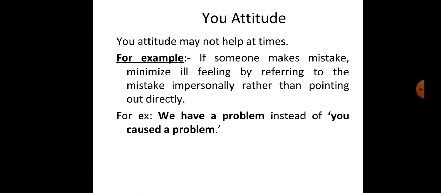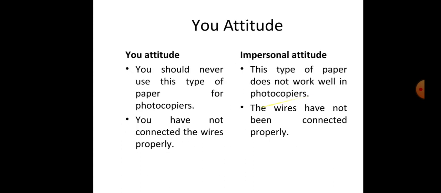Then here are some examples which show what sort of mistakes we commit while maintaining you attitude. By looking at the examples you can understand how it can be done mistakenly. If you commit some mistakes about you attitude, they can be rectified by doing so.